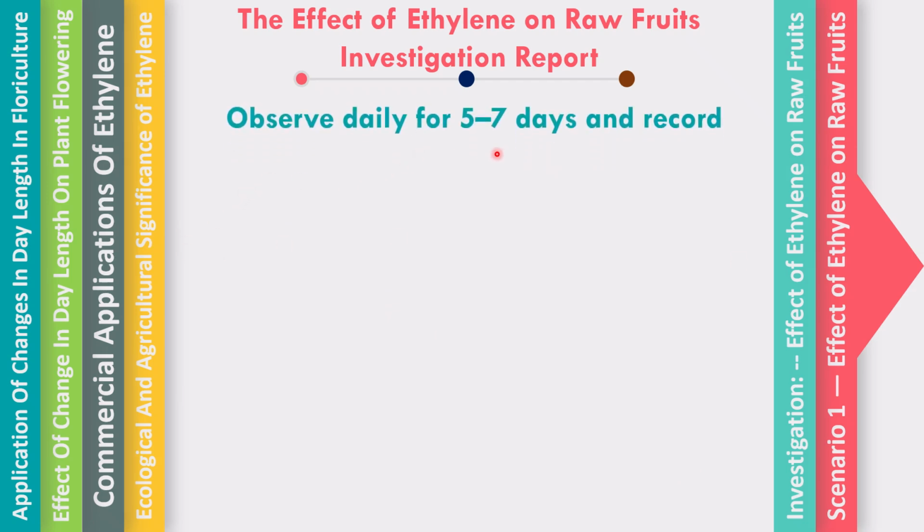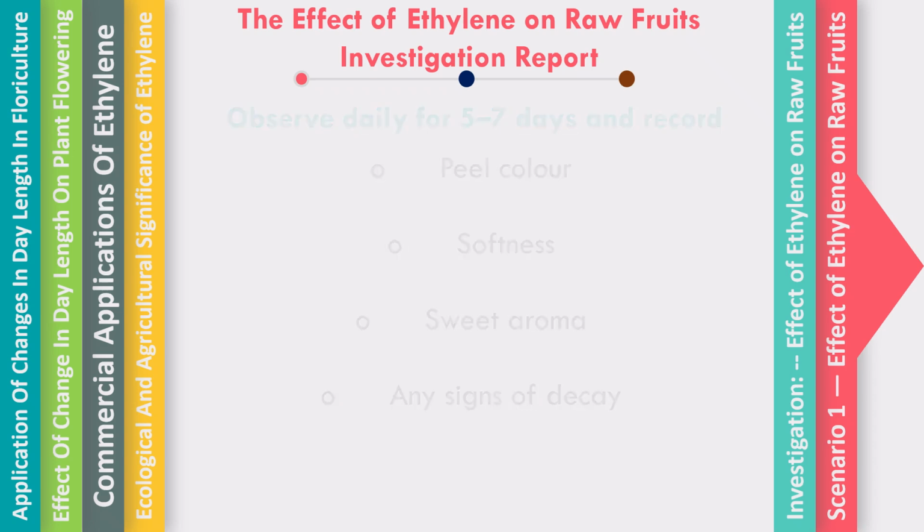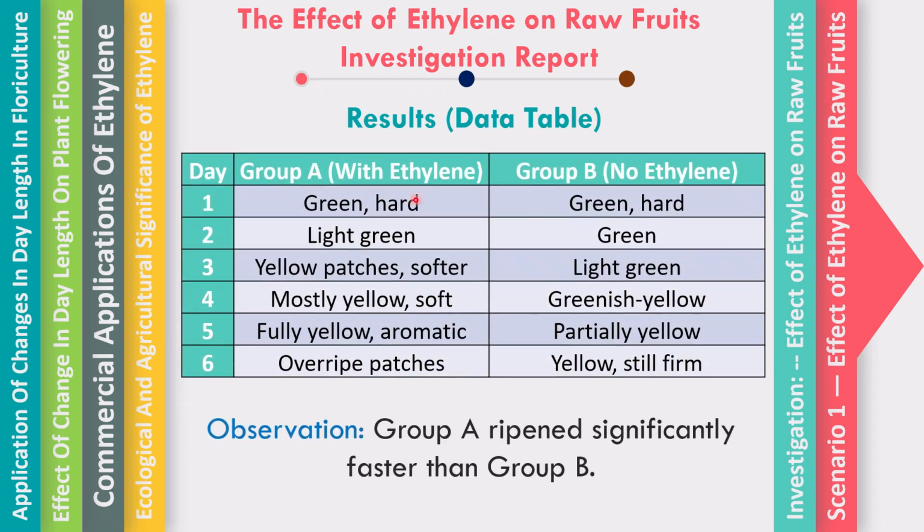Observe daily for 5 to 7 days and record peel color, softness, sweet aroma, and any sign of decay. The results: our data table, with the number of days, Group A with ethylene, and Group B with no ethylene.